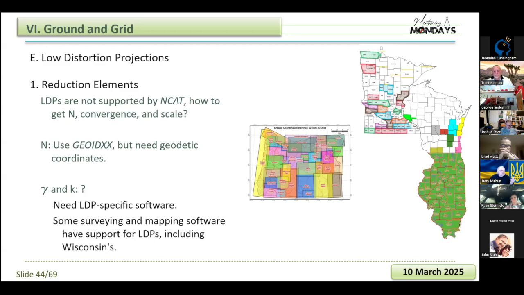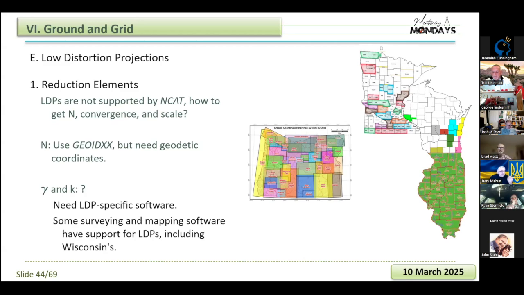Now you can still get the geoid height N because that's independent of the projection. That's the geoid model. So as long as you can give it a rough latitude and longitude, you can get the geoid height. But how do you get convergence and how do you get scale?